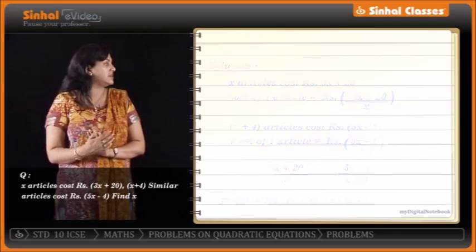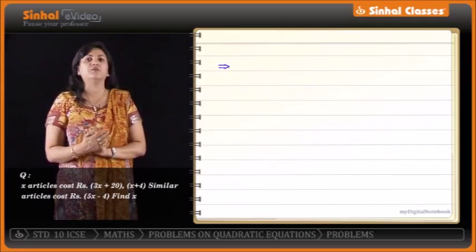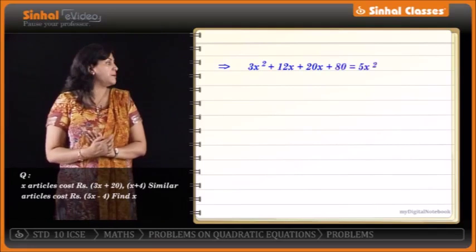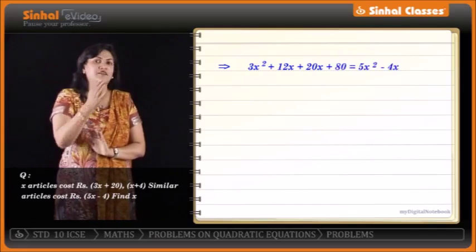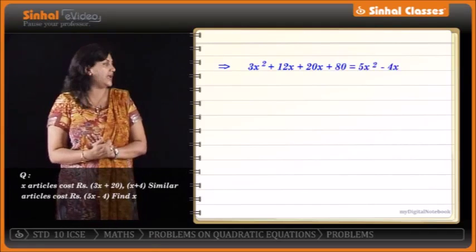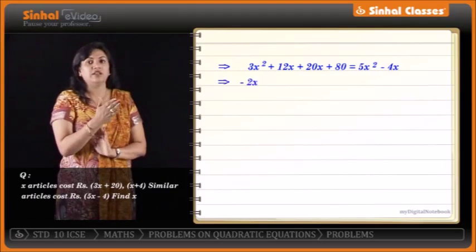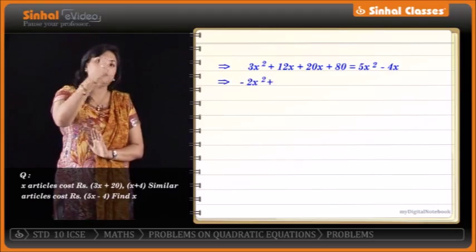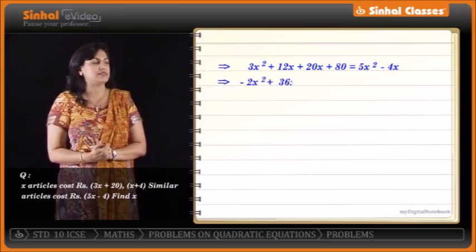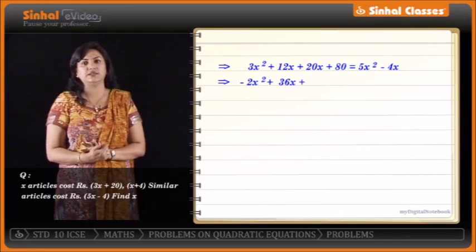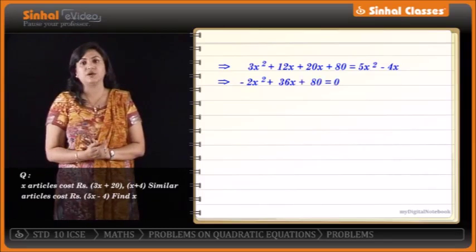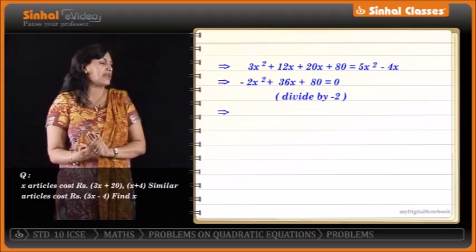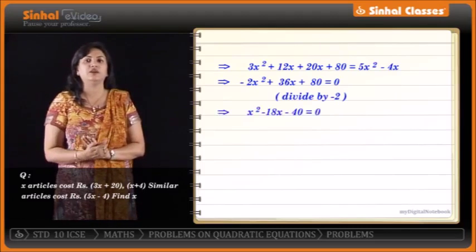Open the brackets. 3x square plus 12x plus 20x plus 80 is equal to 5x square minus 4x. Now take 5x square to the other side, we get minus 2x square. Now on the left we have 12x plus 20x, which gives 32x, plus 4x. So 36x plus 80 is equal to 0. Now we divide this equation throughout by 2. We have x square minus 18x minus 40 equal to 0.